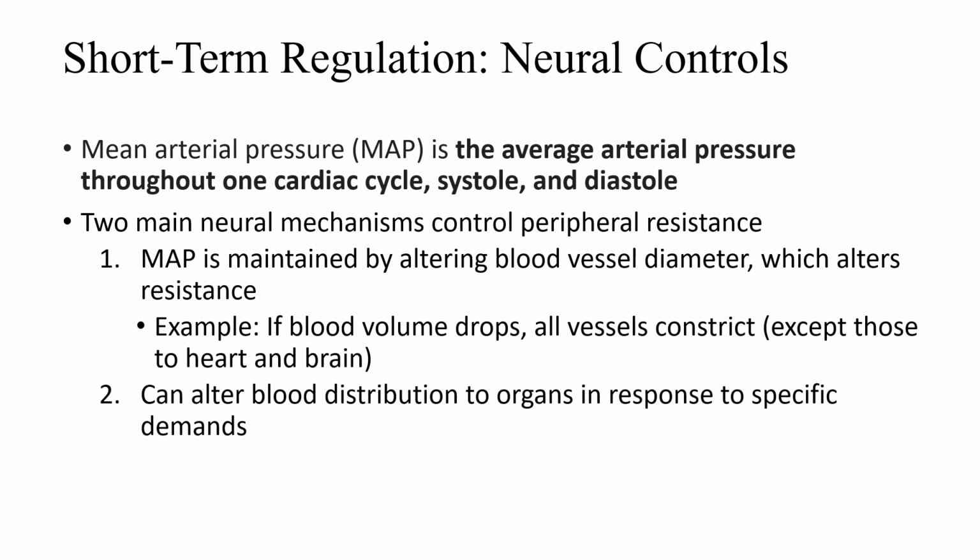So let's talk about the neural controls. So we have this idea of a mean arterial pressure. This is just an average, right? This is the average arterial pressure throughout one cardiac cycle. So systole and diastole. The mechanisms that control resistance in this area would be, of course, the blood vessel diameter. And this can alter the blood distribution to organs in response to specific demands. And so this would be, again, fight or flight, rest and digest.